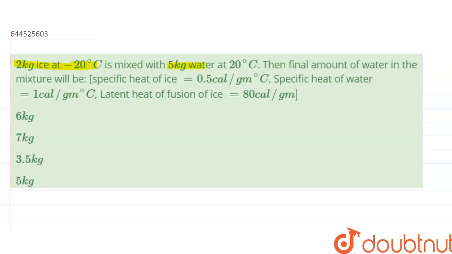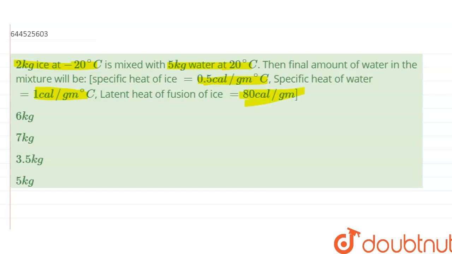Hello everyone, so the question is: 2 kilogram ice at minus 20 degrees centigrade is mixed with 5 kilogram water at 20 degrees centigrade. Then the final amount of water in the mixture will be? The given values are: specific heat of ice 0.5 calorie per gram degree centigrade, specific heat of water 1 calorie per gram degree centigrade, and latent heat of fusion 80 calorie per gram.